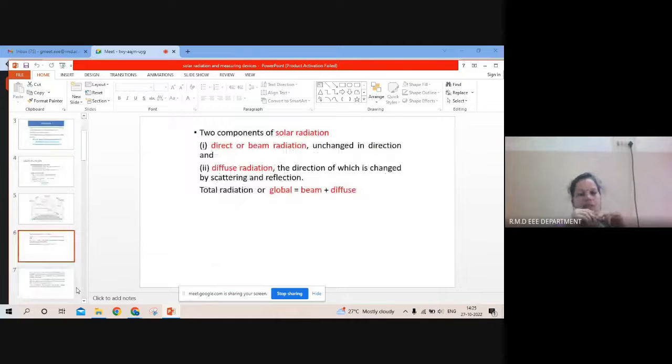Next, we can also define solar radiation as composed of two components, namely the direct or beam radiation, and the diffuse radiation. The direct or beam radiation is the radiation that reaches the Earth directly from the sun without any change in its direction of flow. Whereas the diffuse radiation is the one in which there is a change in direction because of the particles present in the atmosphere, that is, by means of scattering and reflection. We have one more term called the total radiation or global radiation, which is the sum of diffuse radiation and beam radiation.